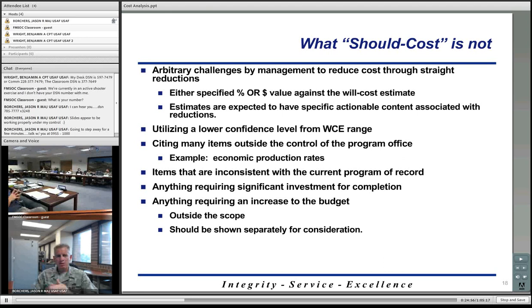Got a couple bullets down here at the bottom. Anything requiring significant investment and anything requiring an increase to the budget. Well, that's sort of true. At the same time, we need to look at the big picture. So if the investment or increase to the budget outweighs the cost it's going to take to actually get that investment or increase to the budget, then we might do it. And of course, that would involve getting approval up your chain of command in order to get more funding. But we certainly don't want to rule out those things. If something requires an investment or increase to the budget, we want to consider those as well.